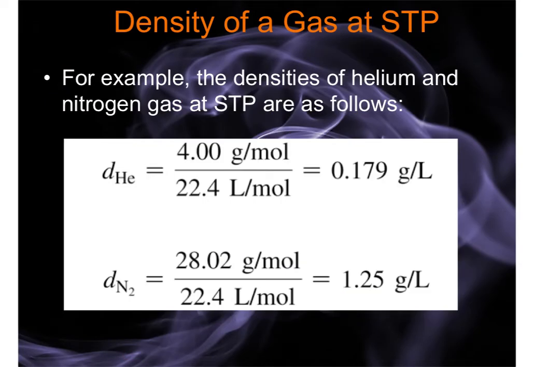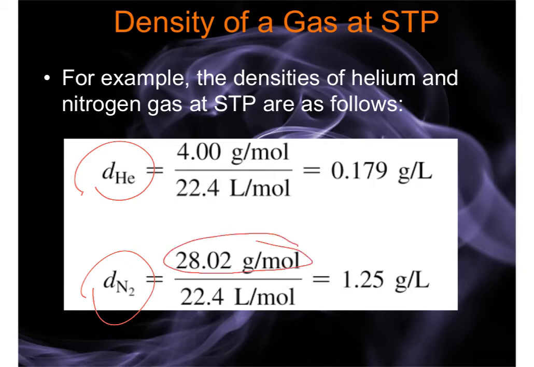So let's calculate the density of a couple gases. Take helium and nitrogen gas, which, of course, is a diatomic. So be careful if you have a diatomic that you account for that in the molar mass. That's the mass of 2 nitrogen atoms divided by, we're doing STP conditions here. It will always specify if it expects you to do STP. And helium has a mass of 4.